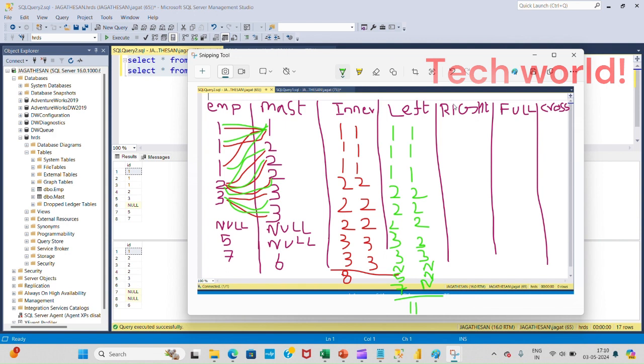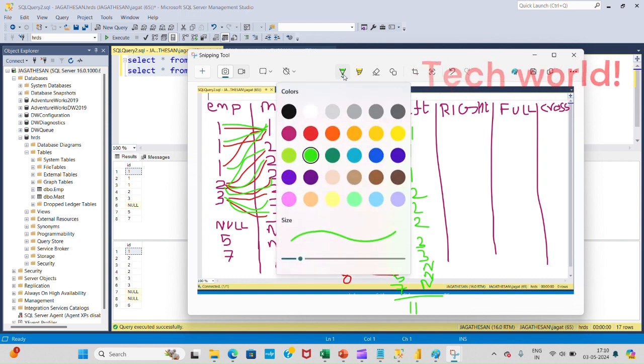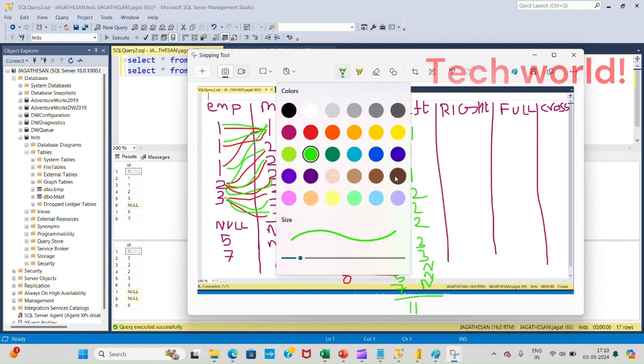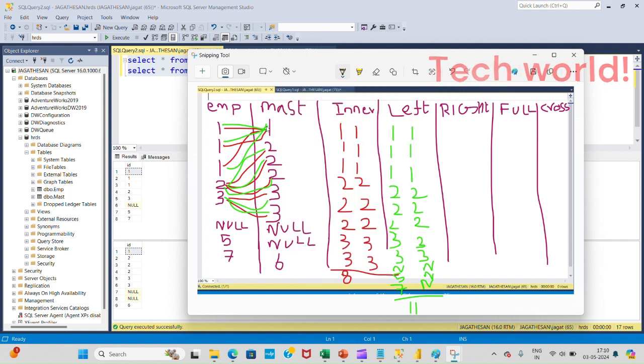Now going to right join. Same thing: all the records from the right-hand side table, and the matching records from the left-hand side table. I'll change the color to gray. This one matches with this one, and this one matches with this one, and this one matches again with this one.